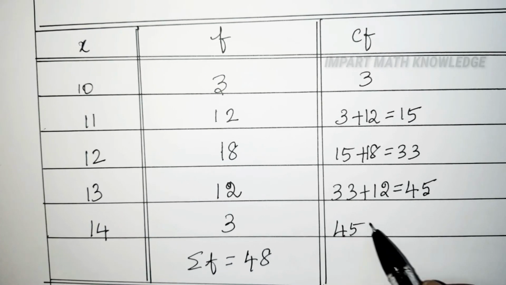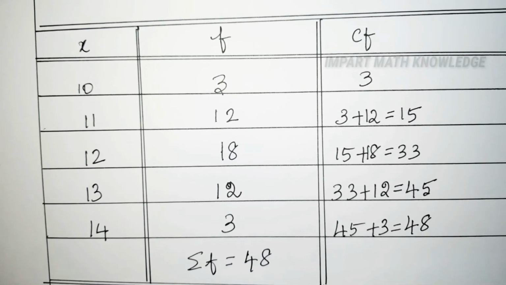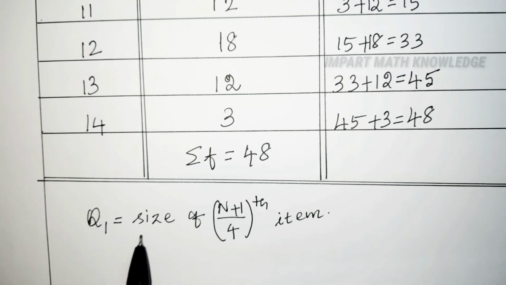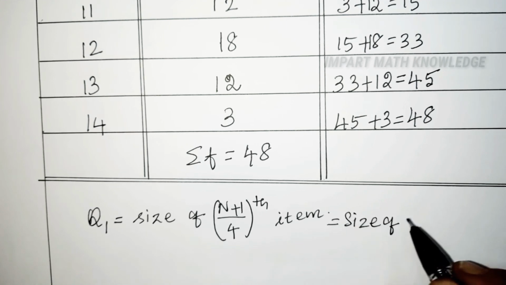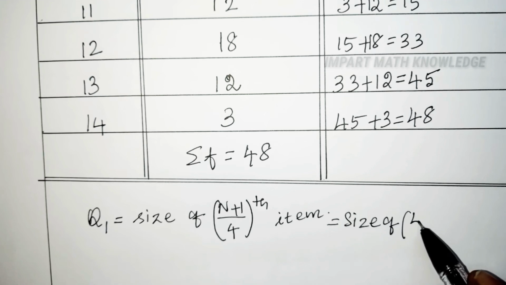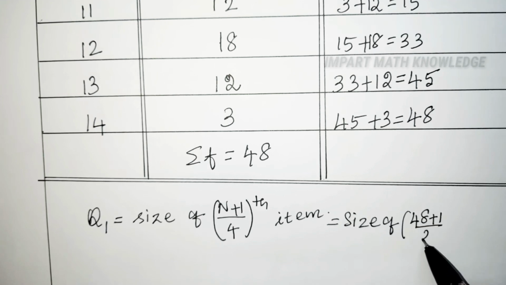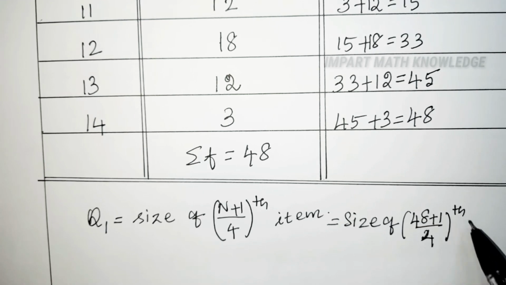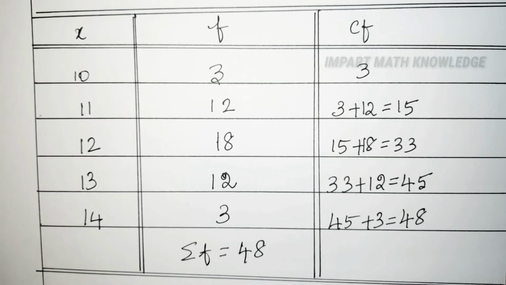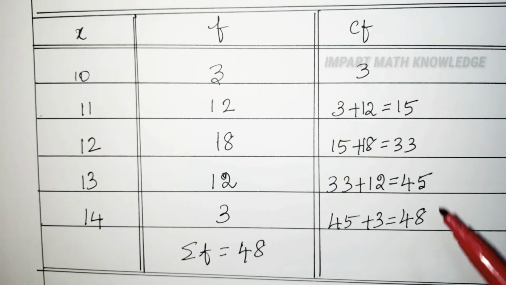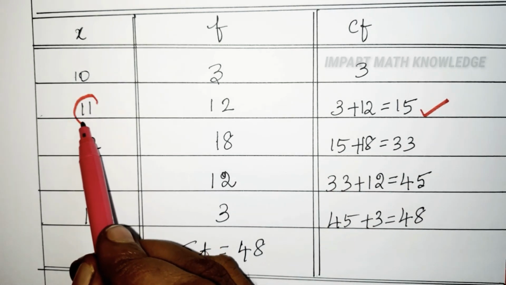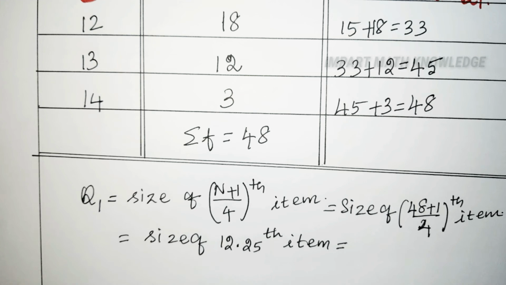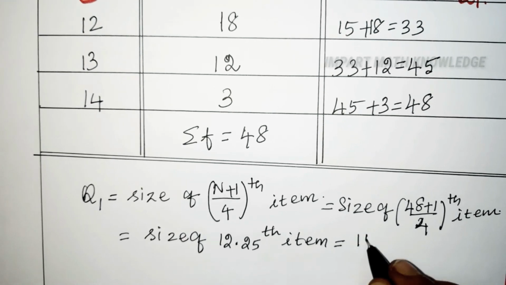Then 45 plus 3 is 48. Lower quartile Q1 is equal to size of (n plus 1) by 4th item. Here n is equal to 48, so size of (48 plus 1) by 4th item. In the cumulative frequency, 12.25 comes under this category. So the corresponding x value is Q1. So Q1 is equal to 11.